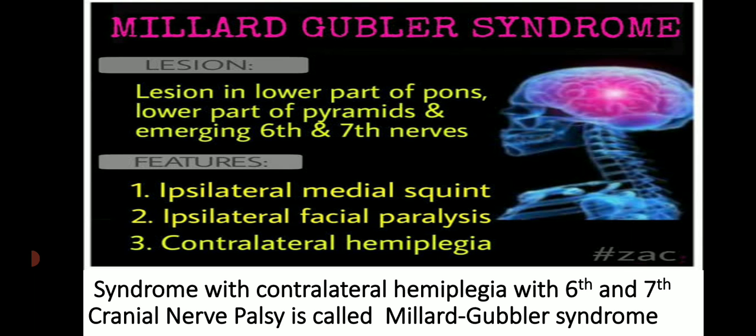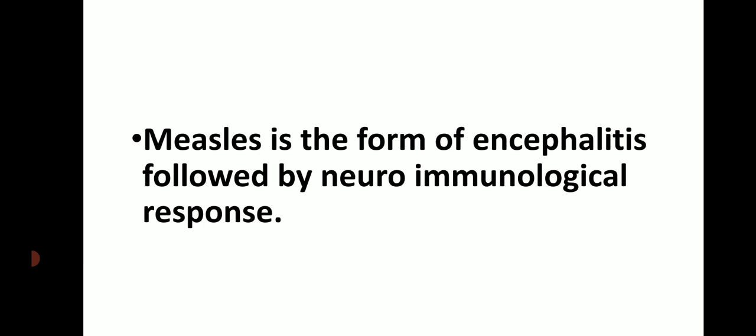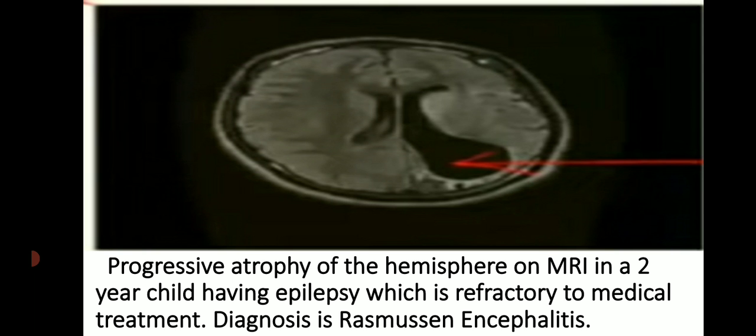The syndrome with contralateral hemiplegia with 6th and 7th cranial nerve palsy is called Millard-Gubler syndrome. Measles is a form of encephalitis followed by a neuroimmunological response. Progressive atrophy of one hemisphere on MRI in a 2-year-old child having epilepsy which is refractory to medical treatment. Diagnosis is Rasmussen encephalitis.